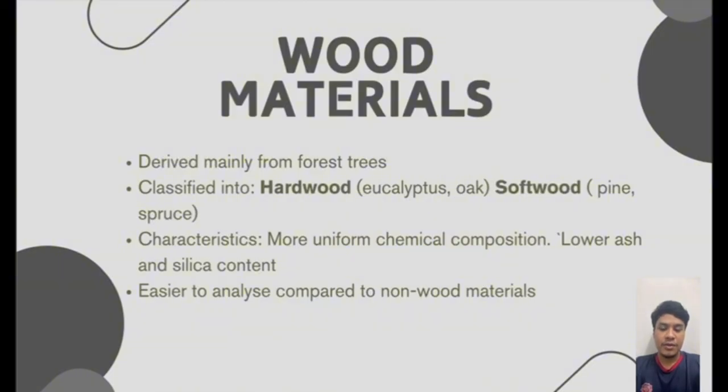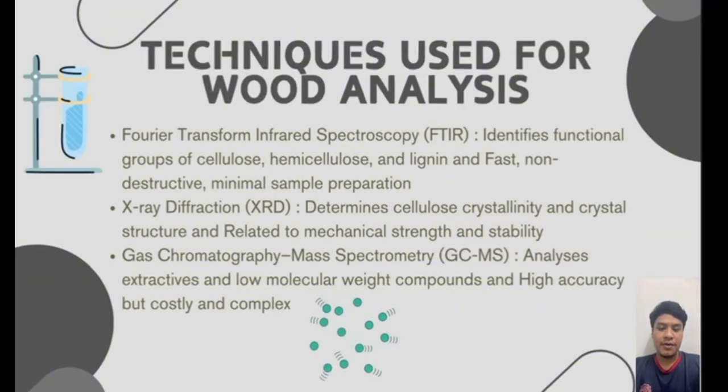I go to the next slide is techniques for wood analysis. To study and characterize wood materials, several analytical techniques are commonly used. The first technique is Fourier transform infrared spectroscopy or FTIR. FTIR is used to identify the functional group present in cellulose, hemicellulose and lignin. It is a fast, simple and non-destructive method, making it suitable for routine analysis.